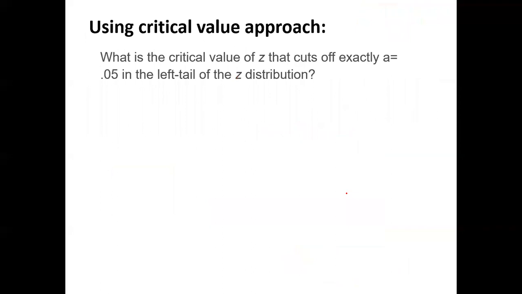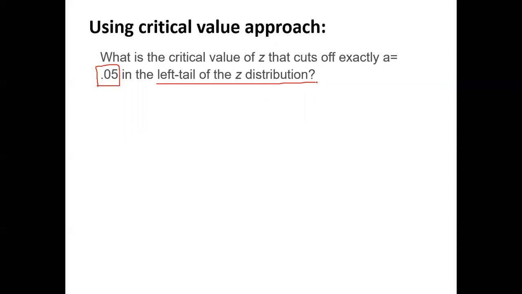So what is the next step? By using the critical value approach, what is the critical value of Z that cuts off exactly alpha of 0.05 in the left tail of the Z distribution? So in this example, they want you to use the critical value that has been given. The alpha that has been given is 0.05, and it wants you to get the value in the left tail of the Z distribution.